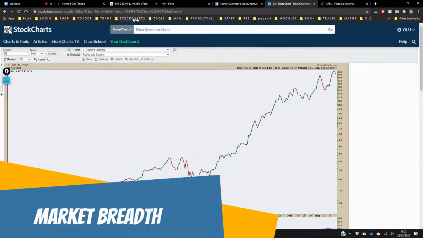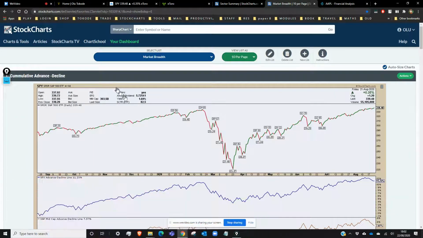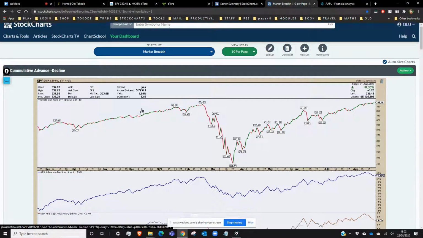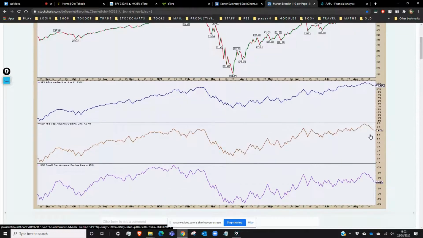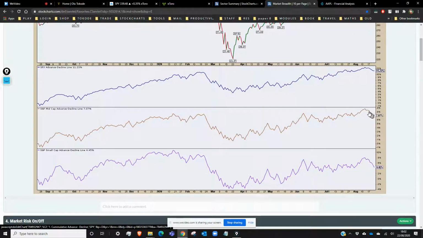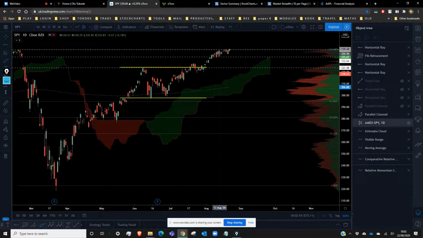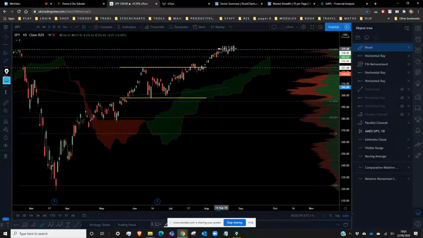Now I'm going to pull up market breadth. If I look at the cumulative advance decline lines, there's a very clear downward trend in large caps. Mid caps is even more pronounced. Small cap is far worse than the other two. So what that is saying is, even though this chart for SPY is not showing a pullback, it's just showing a pause, because price is pretty much flat here.